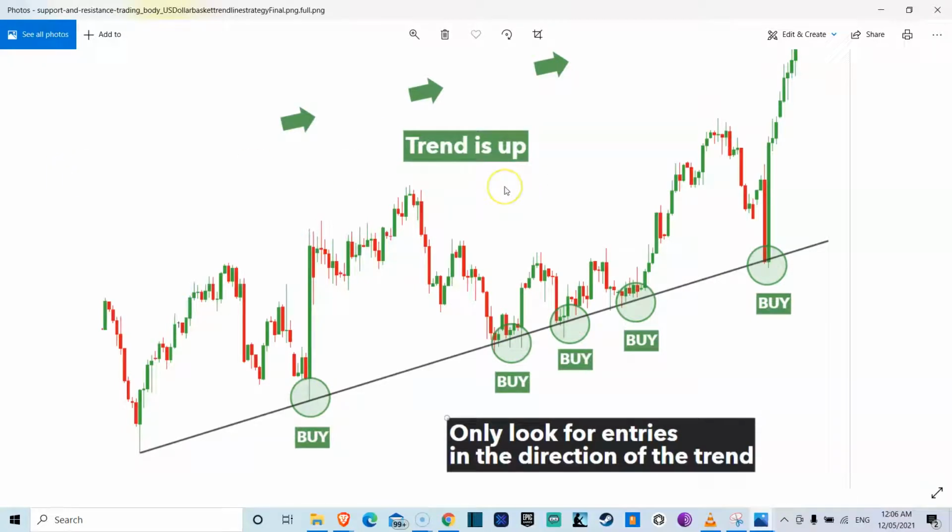Just follow the trend. The trend is your friend, and you always want to look only for entries that are in the direction of the trend. Okay, so any point at the base or the support level is typically a good place where you expect a bounce upward, in which case that's where you want to buy. That should be your ideal entry point at any given time.